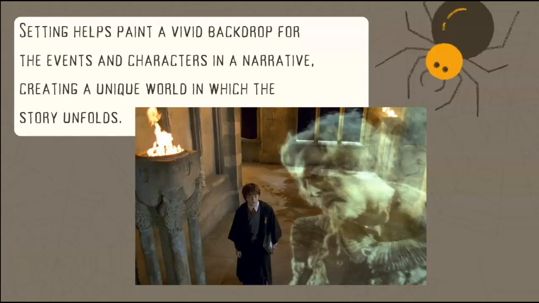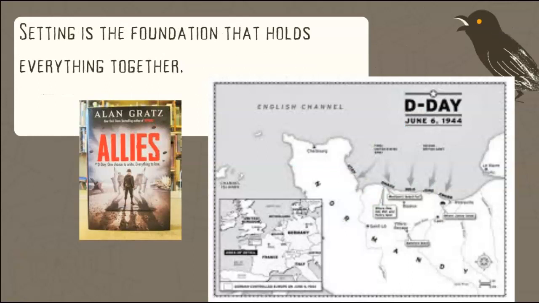The setting for the majority of the stories in the Harry Potter books is a school of magic called Hogwarts. It's essential in that school. The setting makes a huge impact and is a huge part of the actual story itself. The setting is also a foundation, like the foundation of a house. It holds everything together. In the story Allies by Alan Gratz, all of the events happen on one specific day in history. The actual day in history and what happened is the setting, the foundation that holds the entire story together.